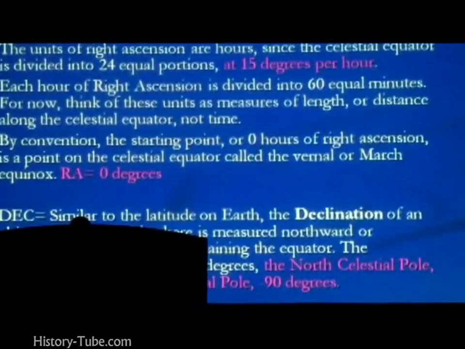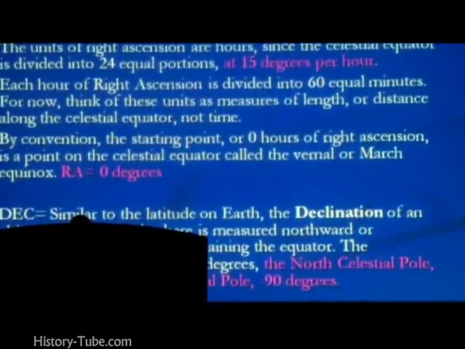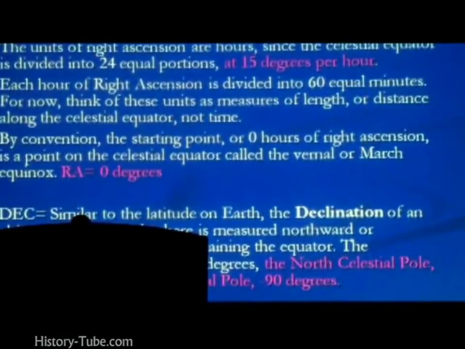So did I really lose everybody? Okay. So we've got our right ascension, which has to do with which point along the 24-hour clock that we have. And then declination is going to be which of those circles that we're going to get on. And I'll show you exactly what that means.